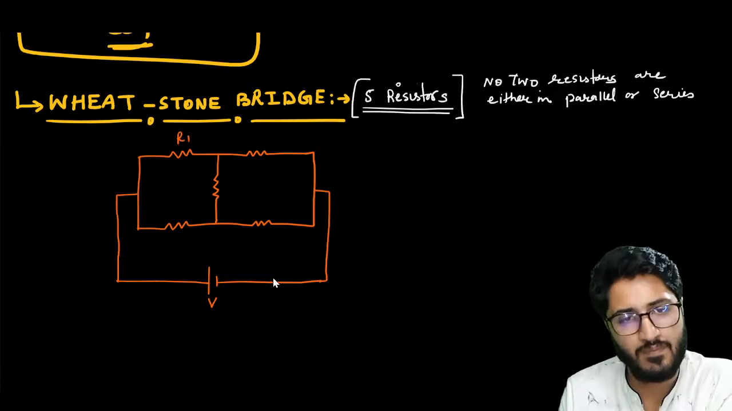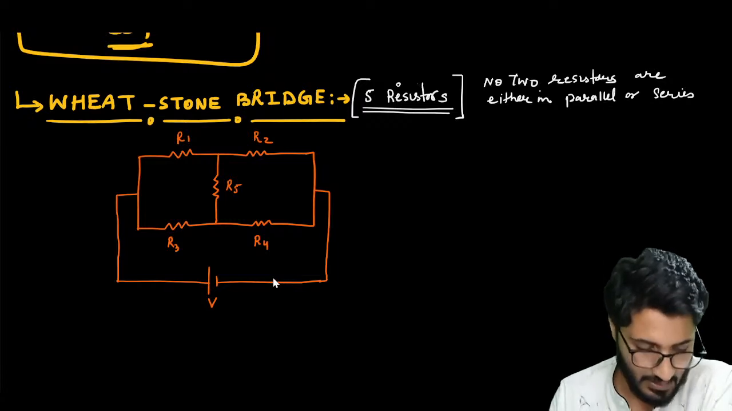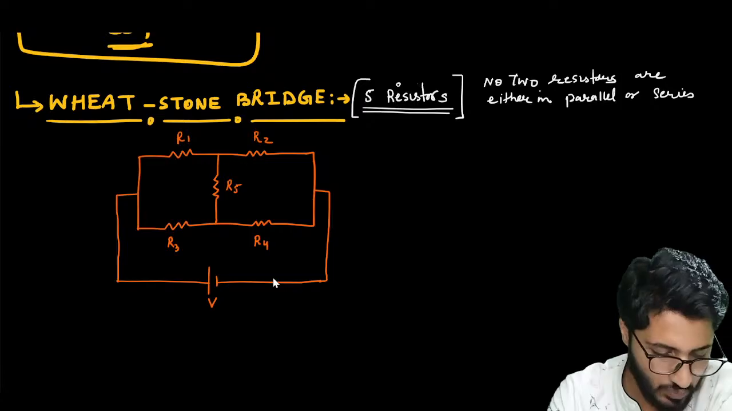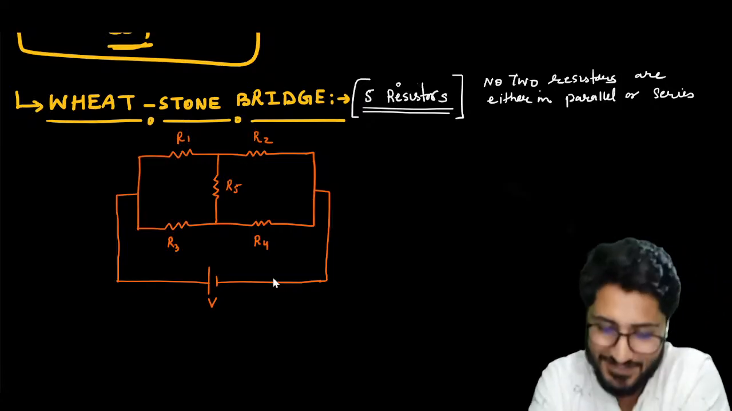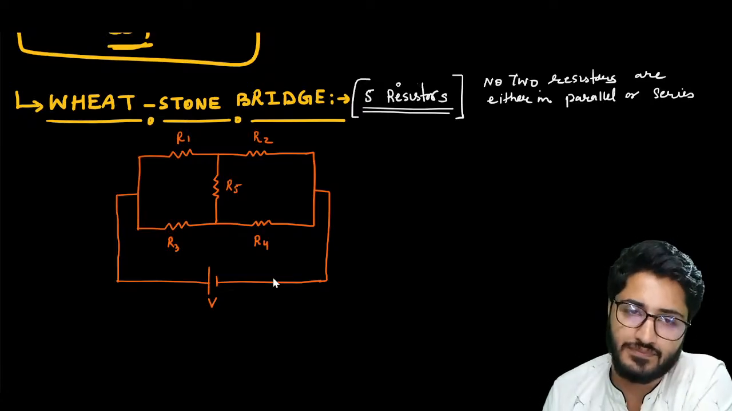R1, R2, R3, R4, R5. So this setup is known as what? It is known as Wheatstone bridge. This setup is known as Wheatstone bridge.